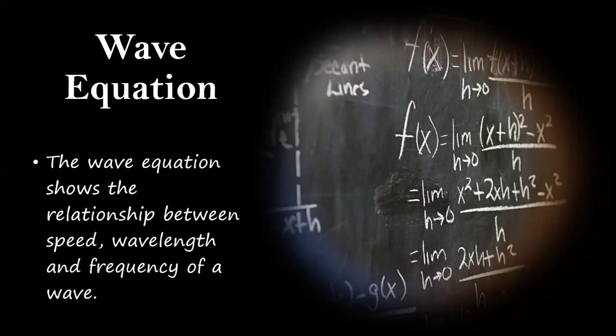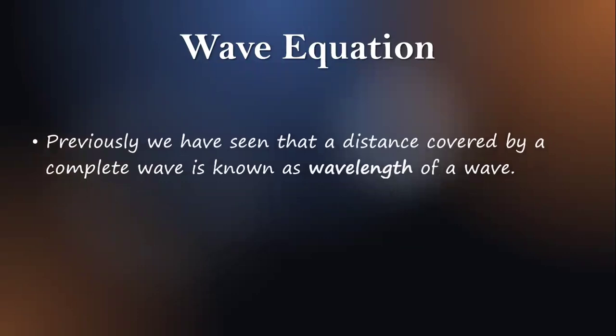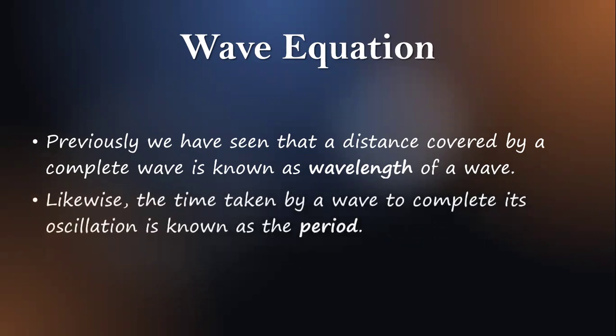The wave equation is simply that it shows the relationship between the speed, the wavelength, and the frequency of the wave. So the wave equation shows this relationship between the speed of the wave, the wavelength of the wave, and the frequency of a given wave. Now, previously we've seen that the distance covered by a complete wave is known as the wavelength of the wave. Likewise, the time taken by a wave to complete its oscillation is what we call the period.